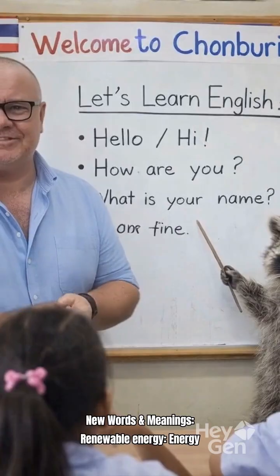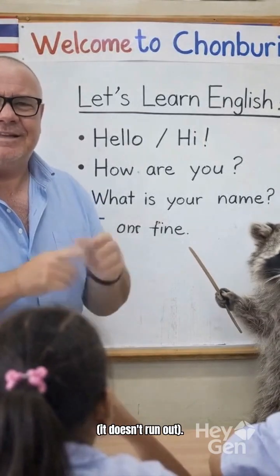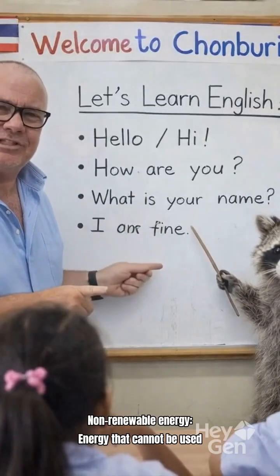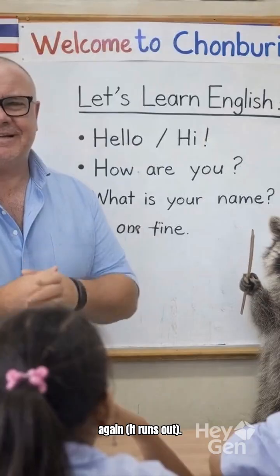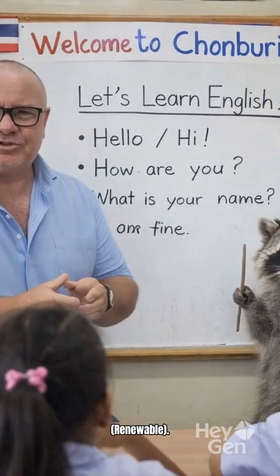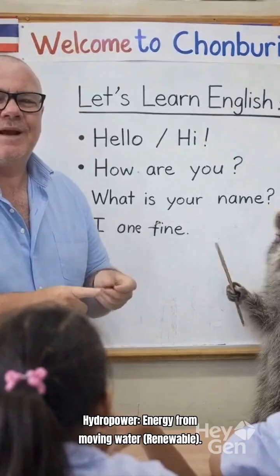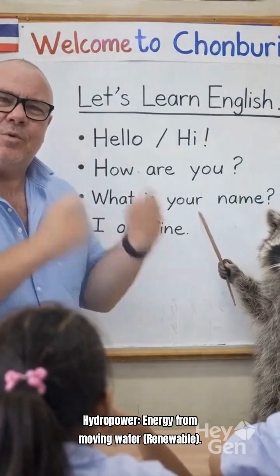New words and meanings. Renewable energy: energy that can be used again and again, it doesn't run out. Non-renewable energy: energy that cannot be used again, it runs out. Sources. Solar power: energy from the sun, renewable. Wind power: energy from the wind, renewable. Hydropower: energy from moving water, renewable.